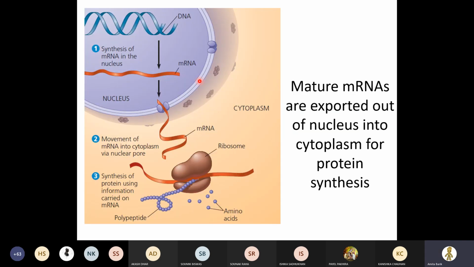As I told, once the mature RNA is formed, it is exported out of the nucleus into the cytoplasm for protein synthesis. See, once the DNA to RNA step is done, the RNA comes out of the nucleus to the cytoplasm, the orange place shown here, and this RNA now sits within the ribosome and forms these blue chains, amino acids joined together to form the protein molecule.